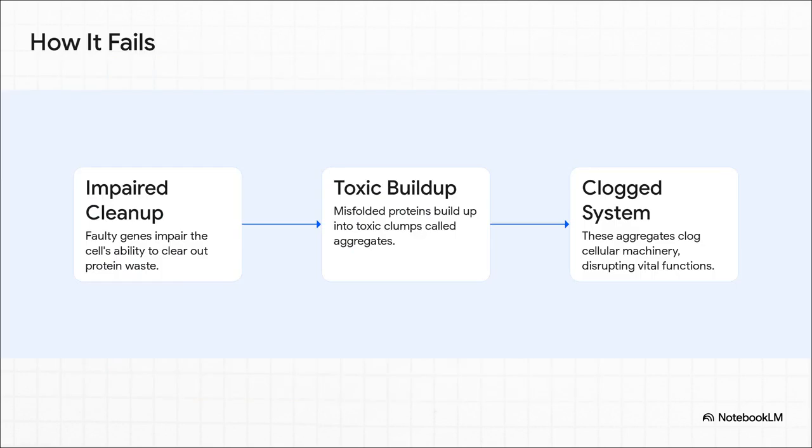And here's how it fails. Faulty genes basically tie the hands of the cleanup crew. The cell's recycling system just can't keep up with the mess. And so, these toxic, misfolded proteins start to clump together into what are called aggregates. These aggregates are one of the classic, tragic hallmarks of what we see in ALS.